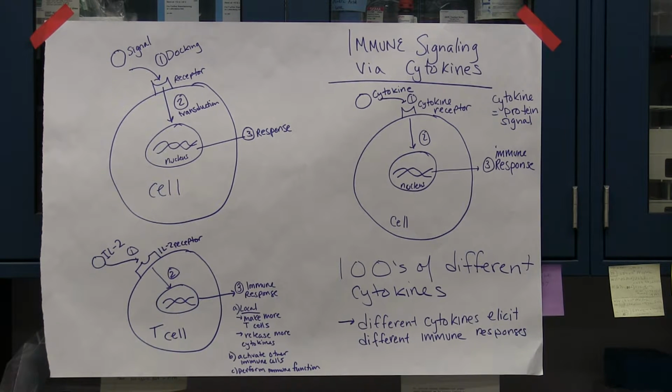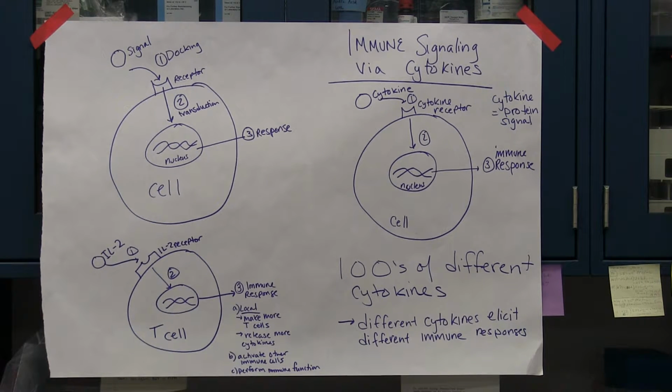One class of cytokines are called interleukins, and right here I've drawn interleukin 2, or we can say IL-2. And in general, what's going to happen with this cytokine is that it's going to bind to the IL-2 receptor. And just as in our general model, the same thing happens. The signal is brought inside the cell, the nucleus, genes are turned on or off, and this elicits some kind of immune response. In the case of IL-2, this is a pro-T cell cytokine or signal, so it's going to make more T cells, so the cells are going to divide. They're going to also make and release more cytokines.